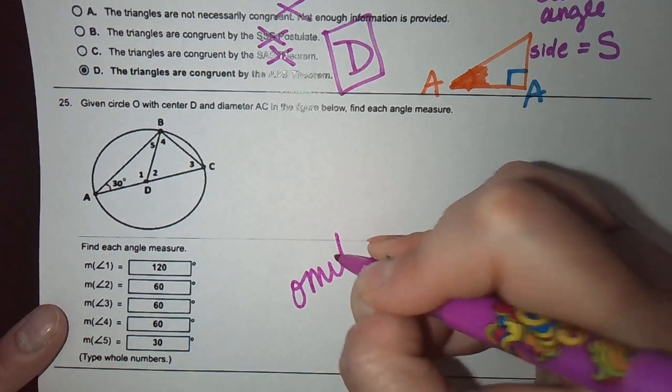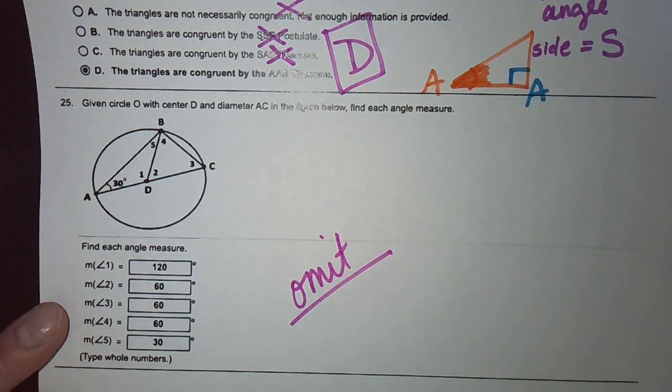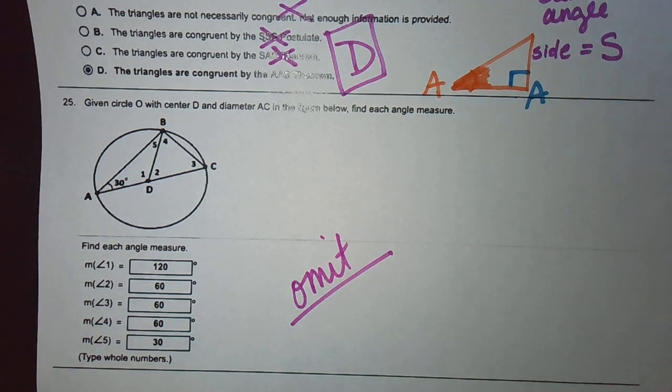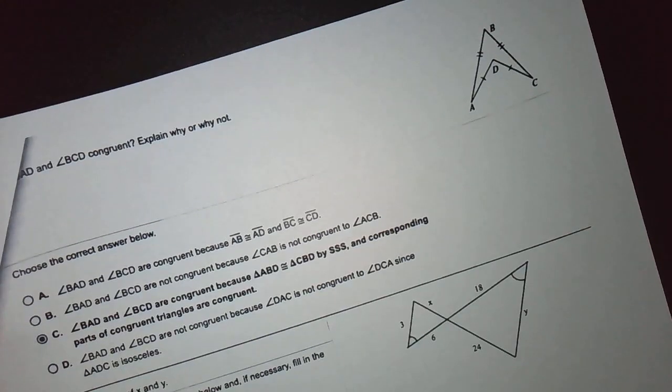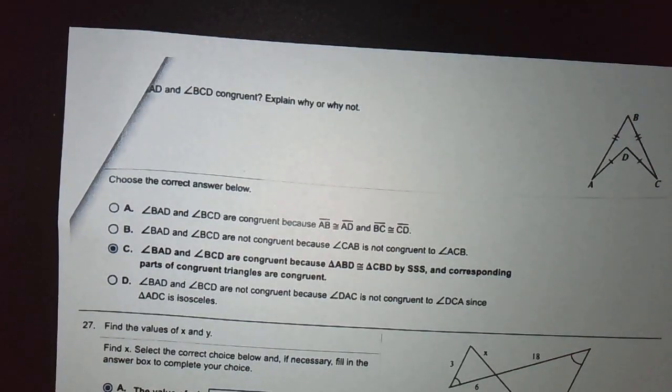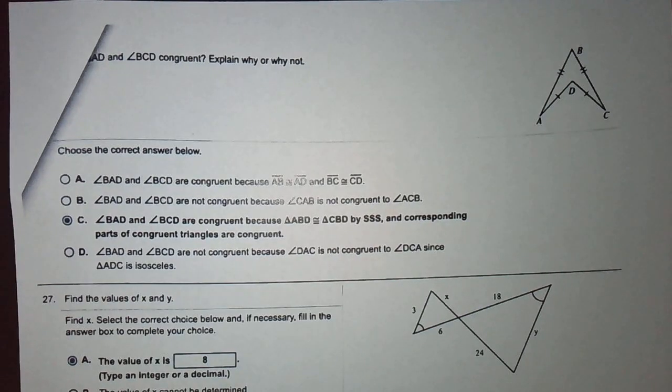Okay, let's look at 25. I'm going to omit 25 just because there's so many things that you have to find. I'm afraid of us getting one of them wrong. All right, let's go to 26. Actually, I think I have a video for this from now on. So from 26 to the end, there should be a video. Yay!